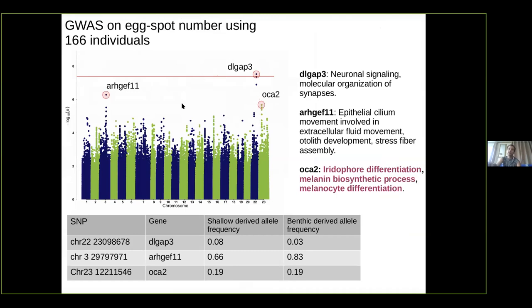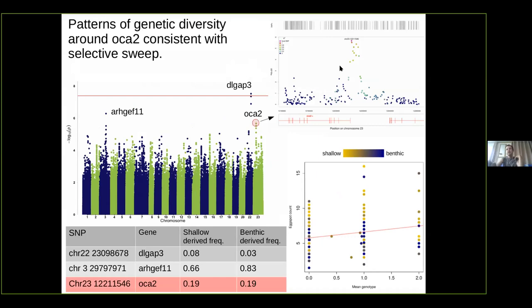And then for spot number, in our GWAS we see among our top three the RSF11 gene, this DLGAP gene, and then OCA2, which is the third strongest associated SNP in this scan for spot number. We're pursuing OCA2 because it has a strong association, and it's a very plausible gene for influencing spot number because it functions in erythrophore differentiation and melanin biosynthetic processes, biological processes that generate egg spots. Again, we see LD patterns consistent with selection at neighboring SNPs, which are also highly associated.